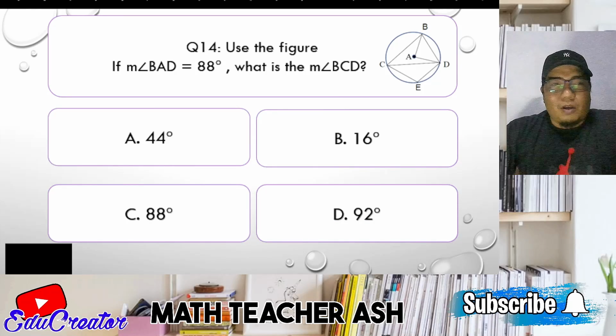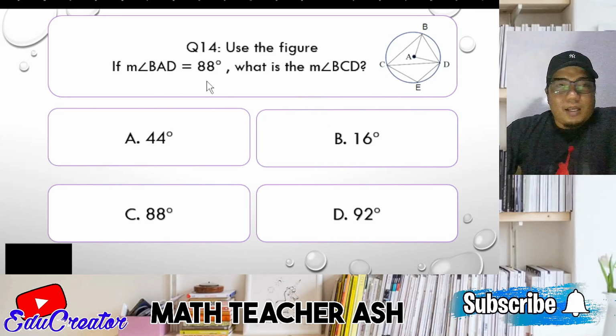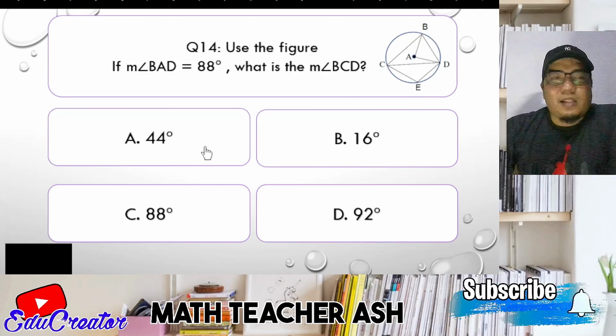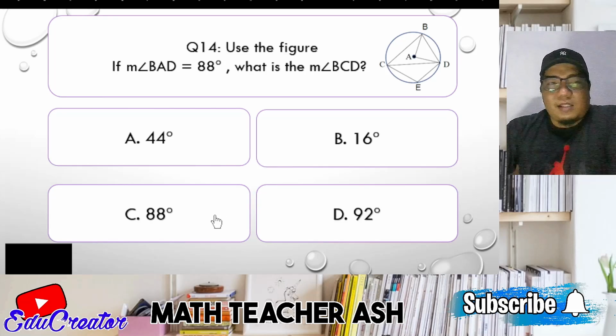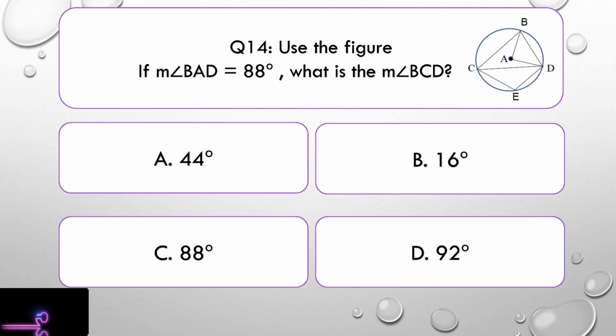Next question. Okay, question number 14. Yun pa rin ang figure, but ibang given na. BAD is 88. Ayan, pareho pa rin. Pero ang tinatanong ngayon, BCD. Ito na, BCD. Yan. Okay, this is an inscribed angle. Okay. So is it A, 44, B, 16, C, 88, or D, 92? 5 seconds to answer this question.